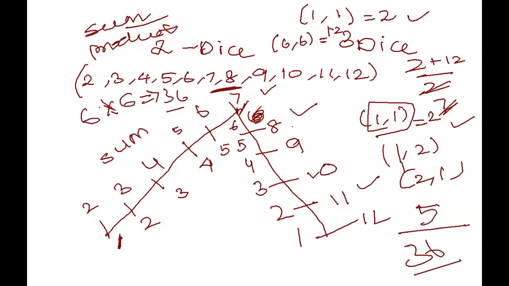2 on 36. Okay. What is the probability of getting the sum as 4 or 9? 4 or 9 னா 4க்கு 3 இருக்கு. 9க்கு எவ்வளோ இருக்கு? 4 இருக்கு. So 3 plus 4 is 7. 7 on 36. That's it. Simple.